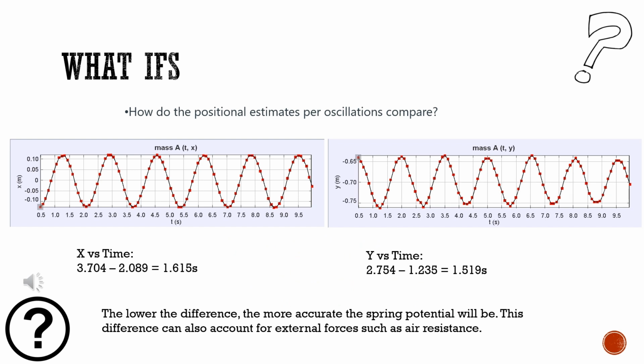How do the positional estimates per oscillation compare? The two graphs below show the x versus time graph and the y versus time graph. We can obtain the time difference by taking how long it takes for one period and comparing between the x and y. By doing that, you get 1.615 seconds and 1.519 seconds. From this, we can conclude that the lower the difference between the times, the more accurate the spring potential will be, because this difference can also account for external forces such as air resistance. So that is another error that we can take into account for the time difference.